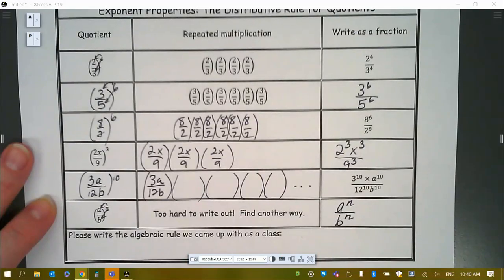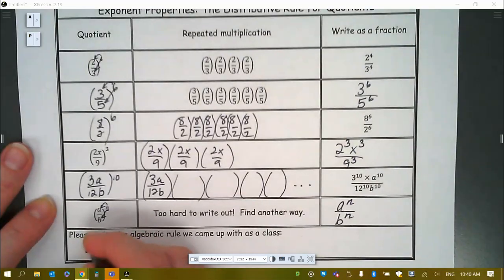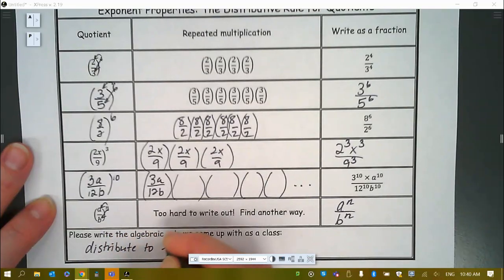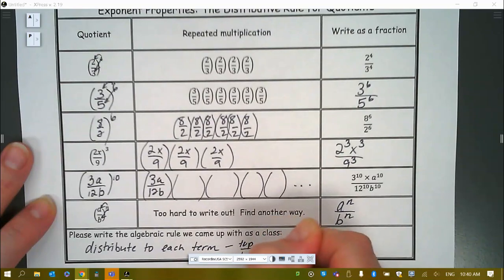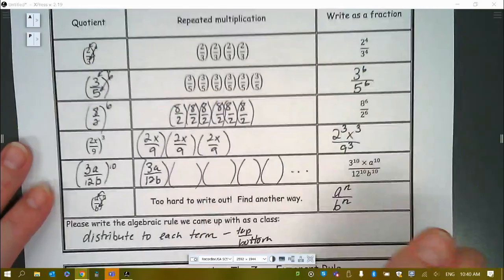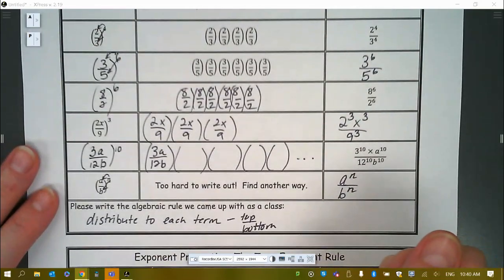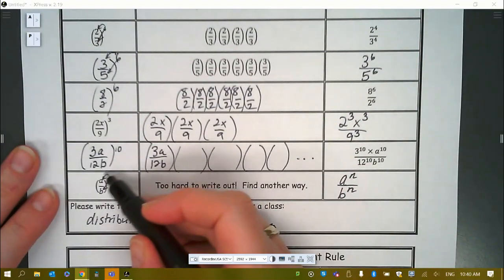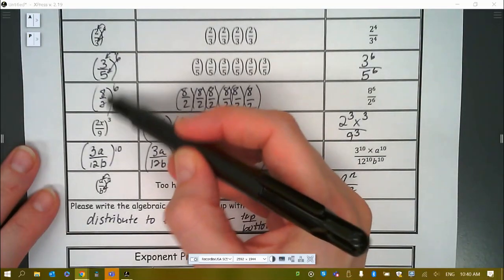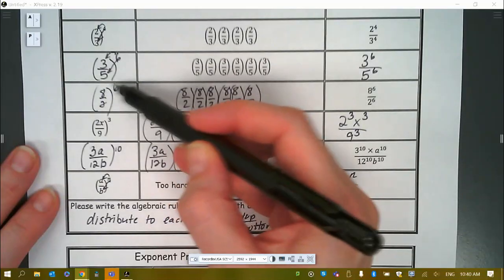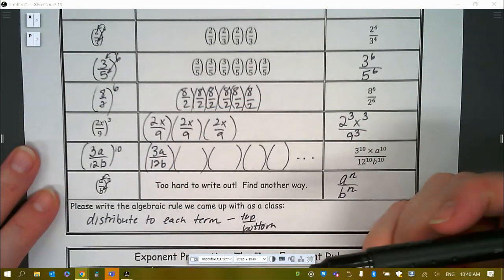Hopefully this is kind of making sense, right? So again, what do we do? We just distribute to each term. And in this case, it's the top and the bottom. Okay. So we distribute that exponent on the outside to each term inside. And these ones don't have any exponents on the inside, but if they did, we would be distributing and multiplying, just like we did with the power rule, okay?